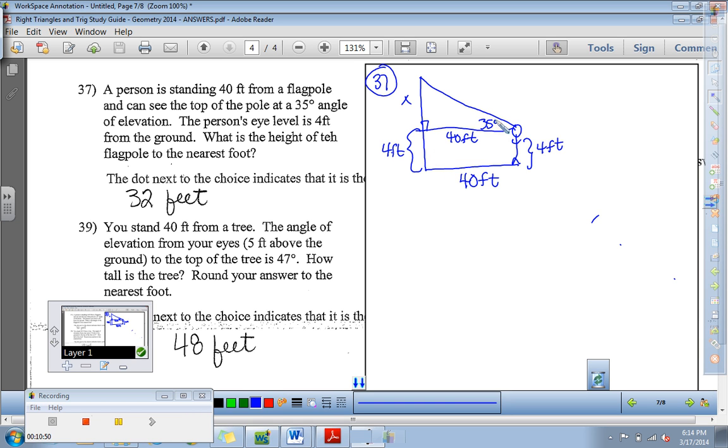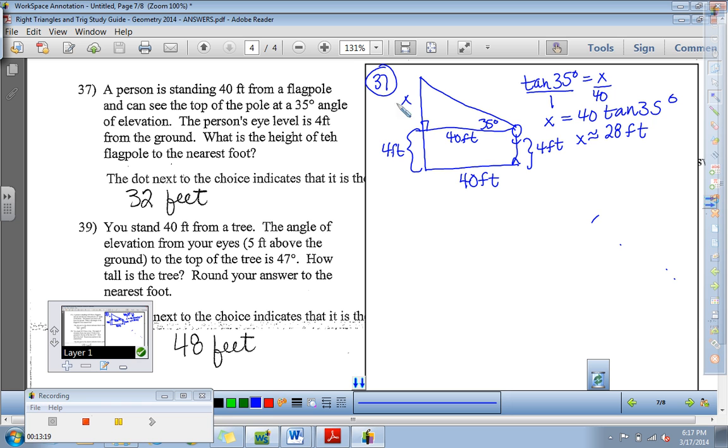If you have a 35-degree angle here, this is opposite, this is adjacent, that's tangent. So the tangent of 35 degrees is equal to opposite x over adjacent, which is 40. Cross multiply: 1 times x is x, and you have 40 times the tangent of 35 degrees. So x is approximately equal to 28 feet, rounding to the nearest tenth.